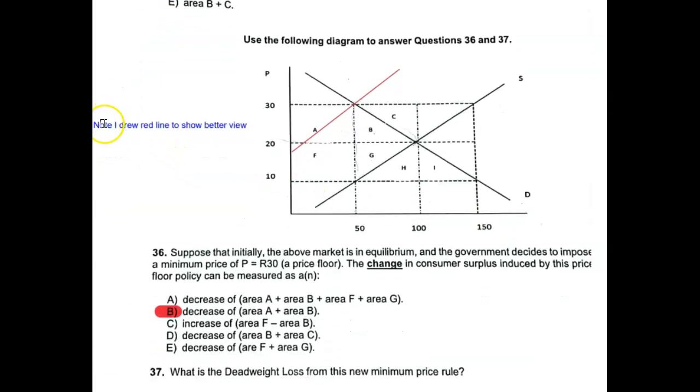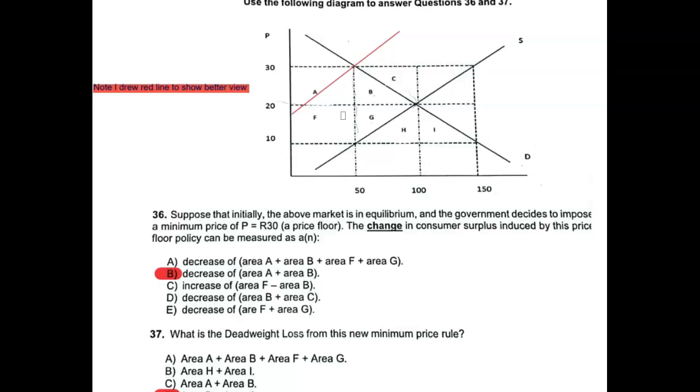Now just note, for this question, I drew this red line to understand the question, so you can easily work it out when you get a question like that. It wasn't there before. Okay, so suppose initially the market equilibrium is over here, and the government decides to impose a minimum price. What would happen to consumer surplus? So over here, what's the consumer surplus?